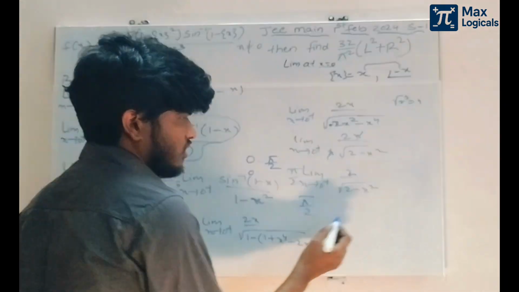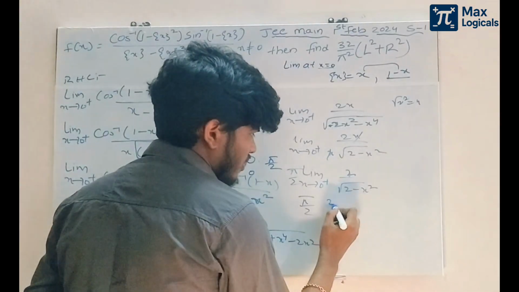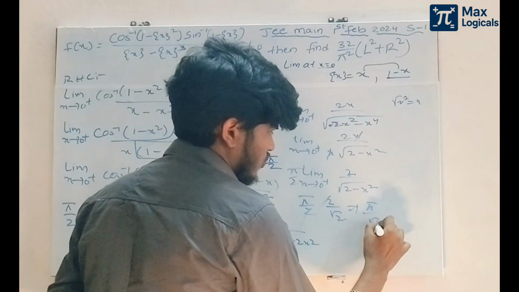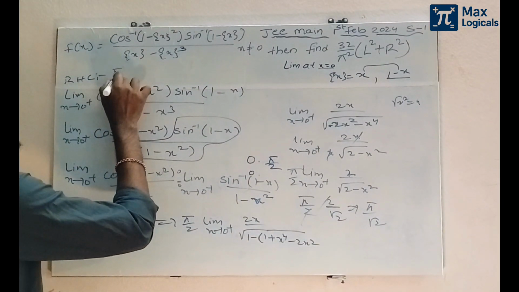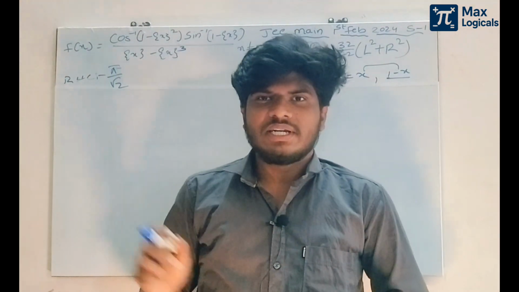Now we are substituting the value of x as 0, that is 2 by root 2. Here 2 cancels, that is equal to pi by root 2. What is the value of RHL? The value of the right hand limit is pi by root 2.